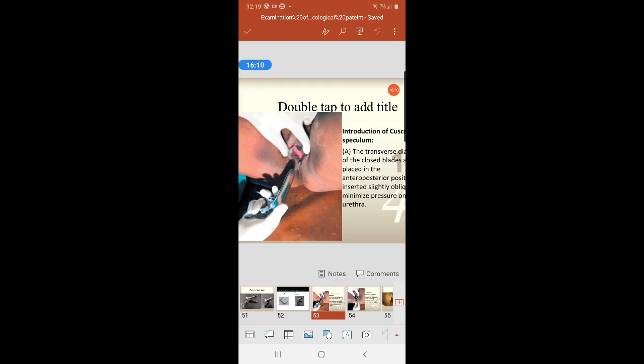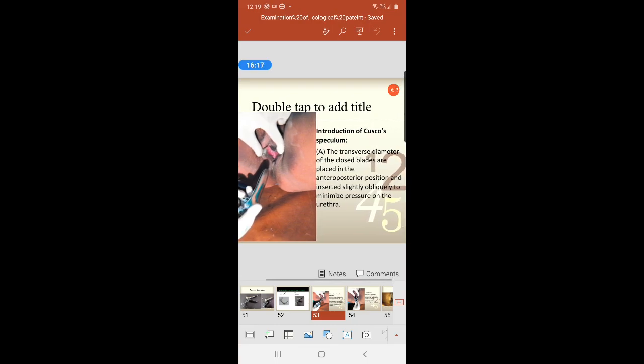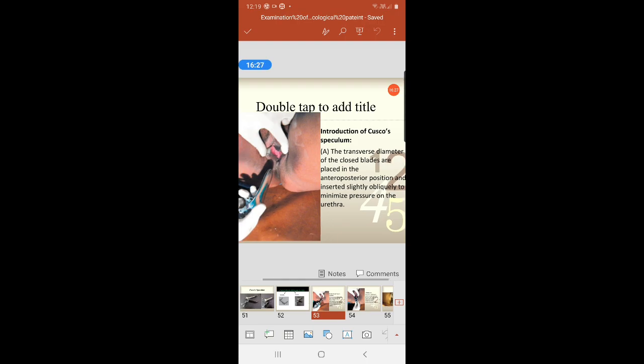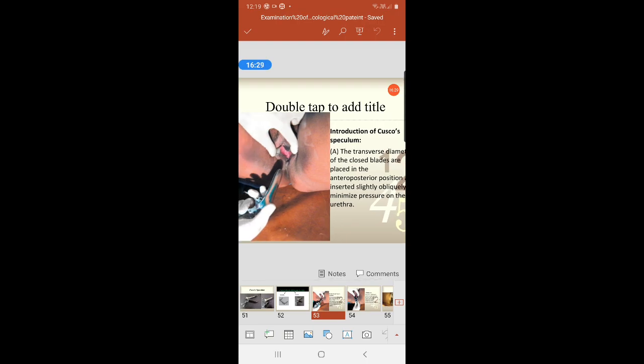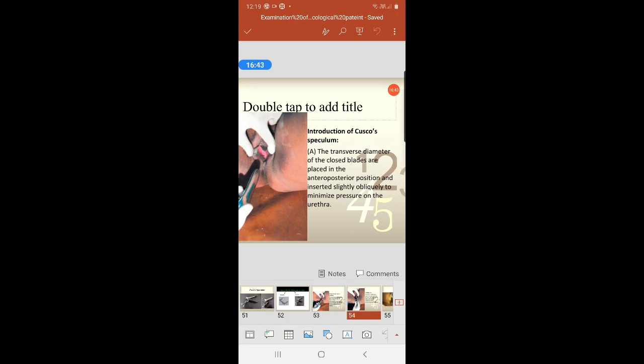You can see here, we have closed the two blades of the Cusco speculum and kept it in the anterior posterior position. By separating the labia with two fingers of the left hand, we are opening the opening of the vagina, and slowly inserting this closed-bladed Cusco speculum in the anterior posterior position and slightly obliquely, so this minimizes the pressure on the urethra.